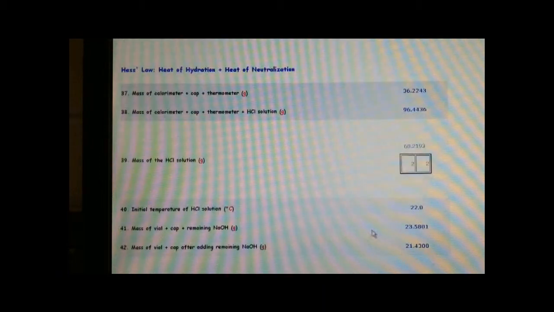All right. The change in temperature of the solution, again, taking a difference between our temperatures, the maximum temperature reached from the initial temperature of the HCl solution. So that'll be 13, if I subtract 22, that'll be 13.4.